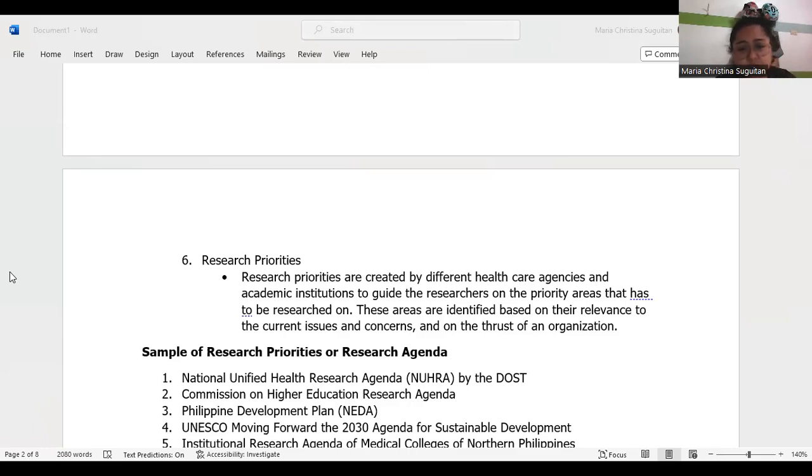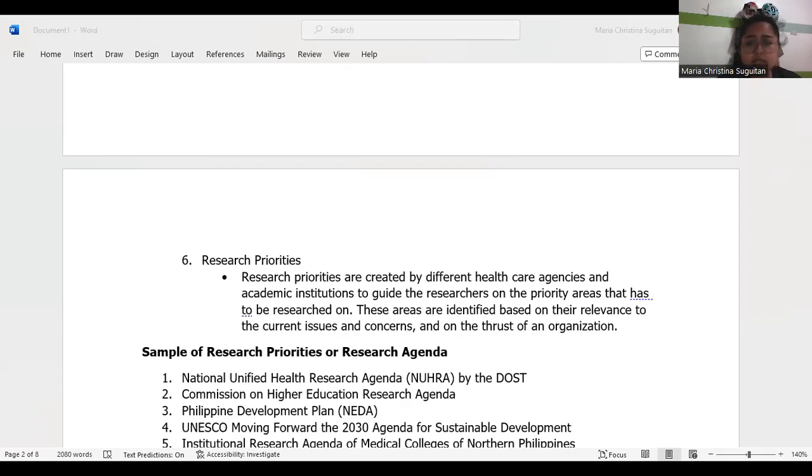So, research priorities, actually we applied this not just in healthcare facilities or hospital, community. We also use this as in academic institution or the offices regarding nursing or the healthcare allied. So, this will be their guide on priority areas that has to be researched on. So, these areas are identified based on their relevance to the current issues and concerns and on the thrust of an organization. So that's how we identify the research problem.